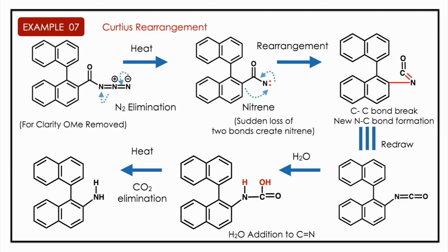Then water adds to the carbonyl and nitrogen through an addition reaction. So an NH–COOH bond is formed. Then heating leads to the CO2 removal because of the many heteroatoms on the carbon. So CO2 eliminates, and we end up with a simple amine.